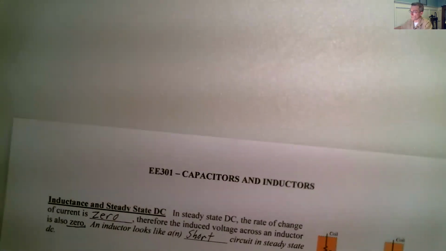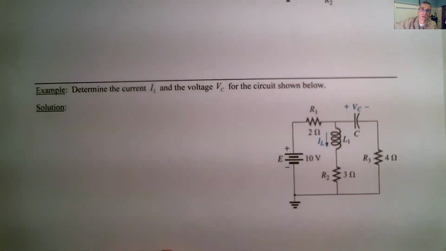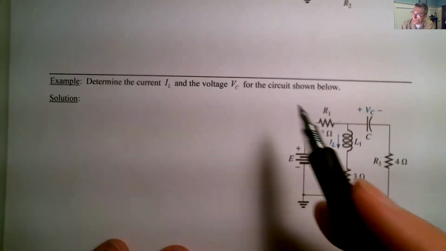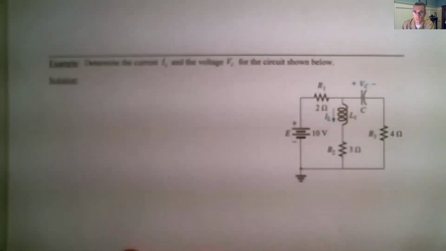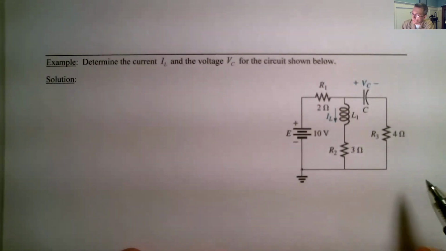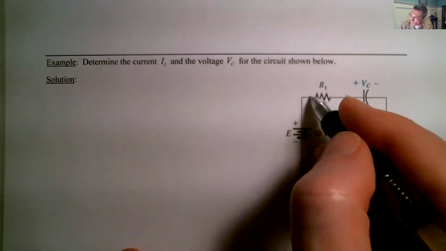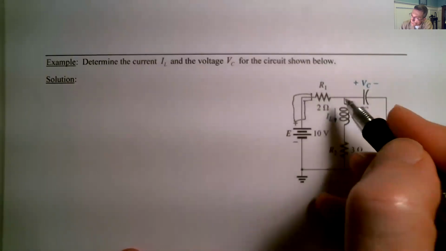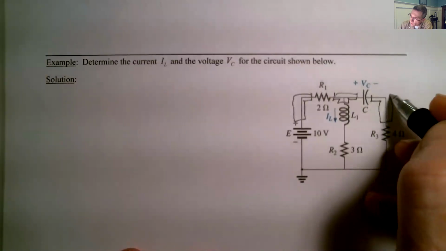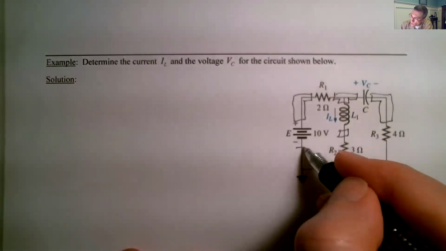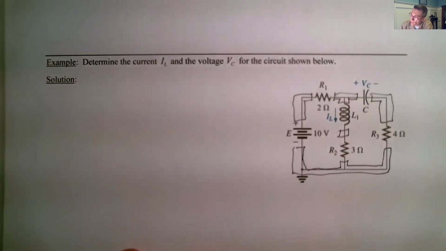With that, I'm going to move on to one example which uses both a capacitor and an inductor. We're going to determine the current I sub L and the voltage V sub C for the circuit shown below. So this is a circuit analysis problem. We start off with our circuit here, and the next thing we do is circle the nodes so that we know where all the nodes are. So that's what the nodes look like.